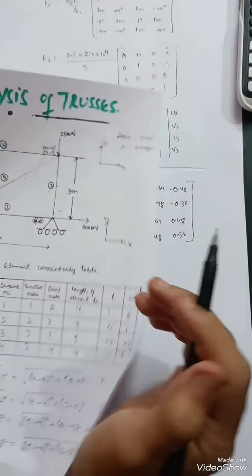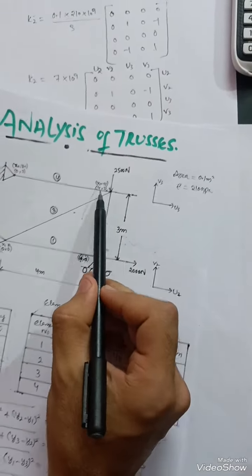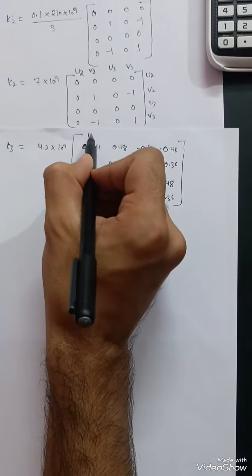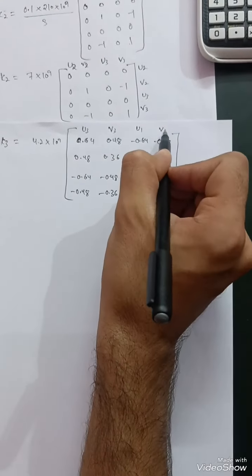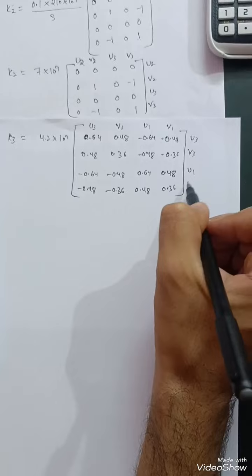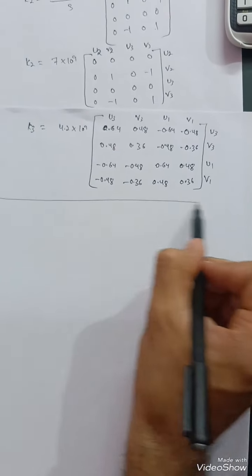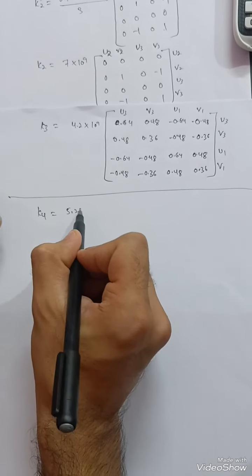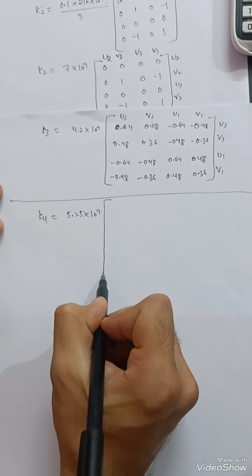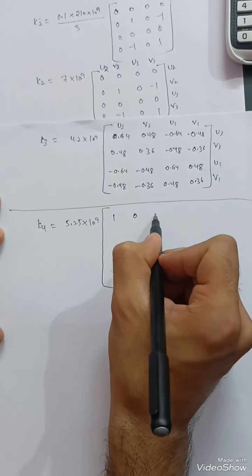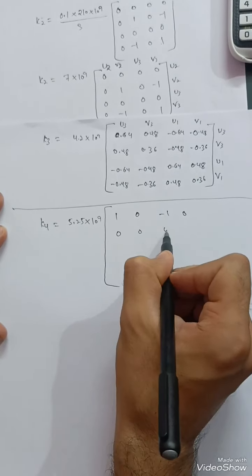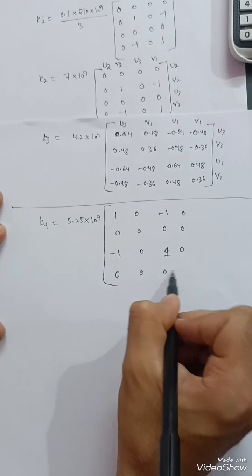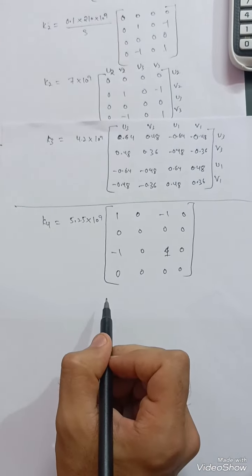If you look here for the third element, there are the nodal displacements u3 v3 and u1 v1. So I will write it over here, that is u3 v3 u1 v1. Then for another element, the fourth element, k4 will be equal to 5.25 into 10 power 9. So the matrix will be 1 0 minus 1 0, then 0 0 0 0, minus 1 0 1 0, 0 0 0 and 0. So this is your stiffness matrix for the fourth element.